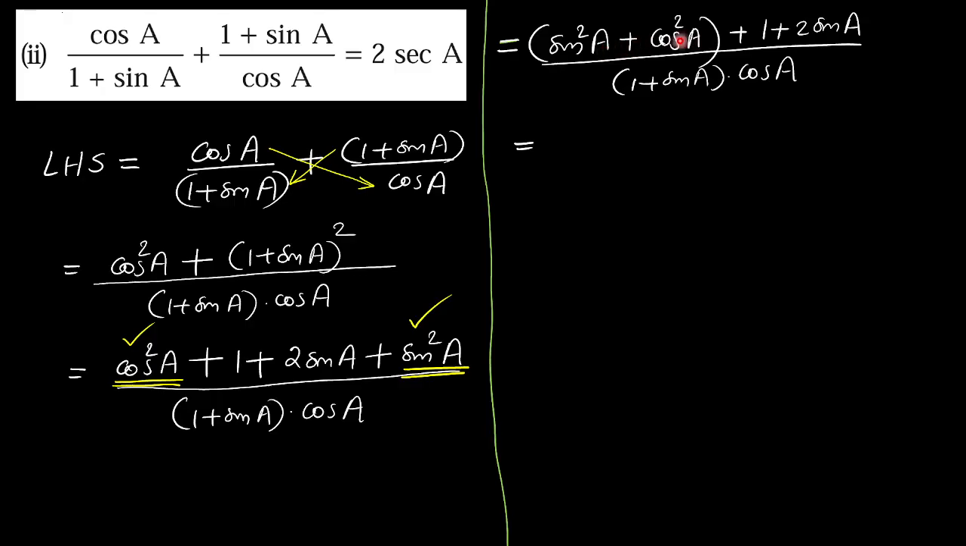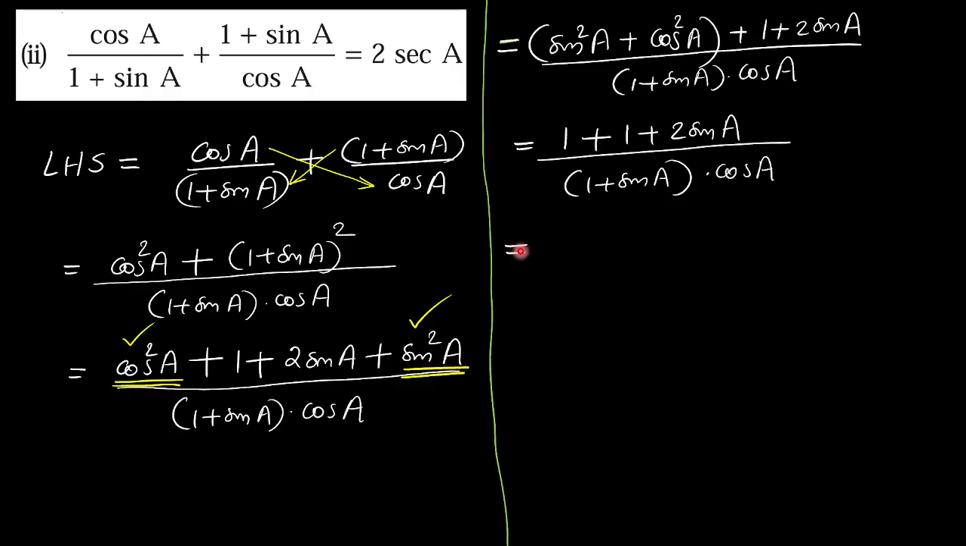What is sin square A plus cos square A? It is 1. We have an identity. You must show all the results. 1 plus 2 sin A, correct? By 1 plus sin A into cos A. 1 plus 1 will be 2. Understood? 1 plus 1 is 2. 2 plus 2 sin A divided by 1 plus sin A into cos A.